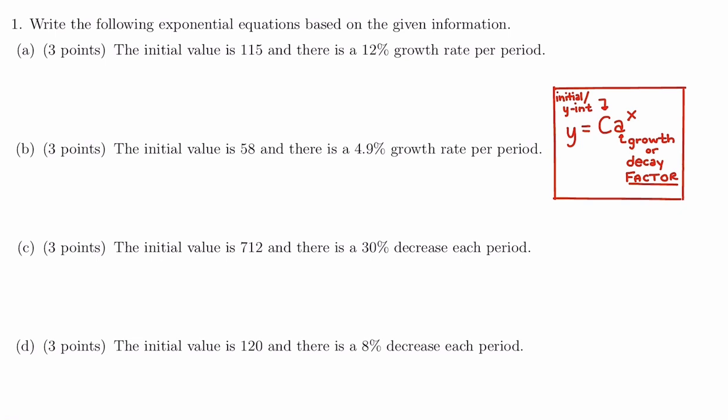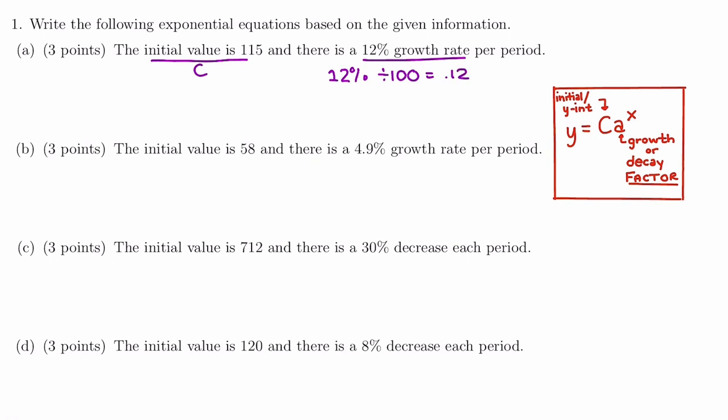So in this first example, we have the initial value is 115. That's going to be our value for C. And there is a 12% growth rate. Only factors go in the formula, not these percents or rates. So I'm going to take that 12% and make it a decimal by dividing by 100, and I'm going to get 0.12.